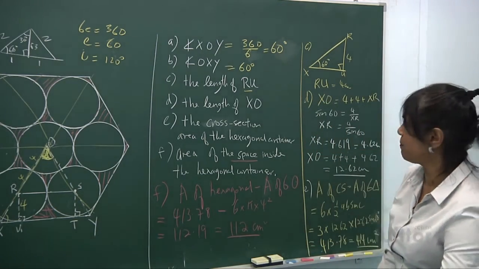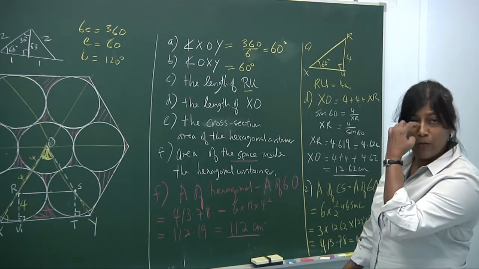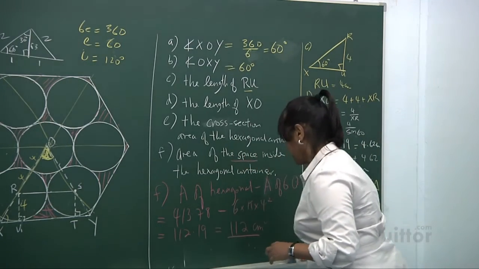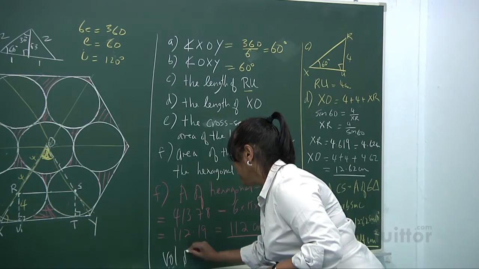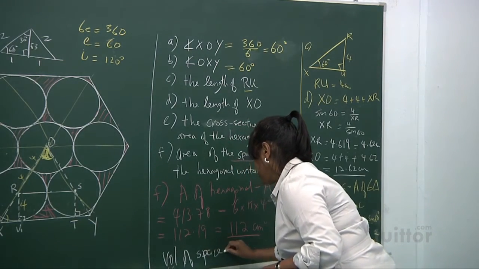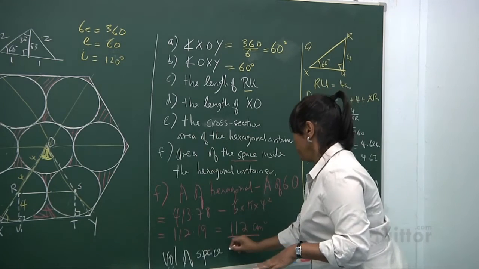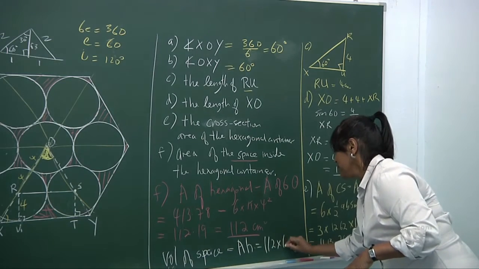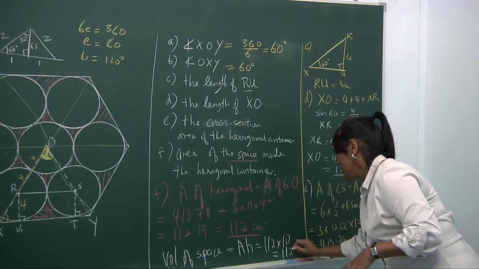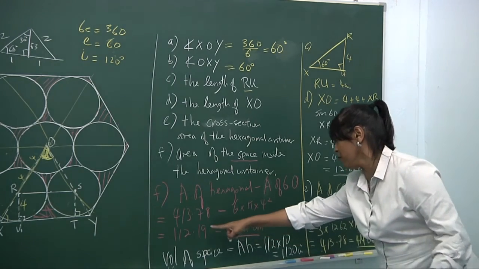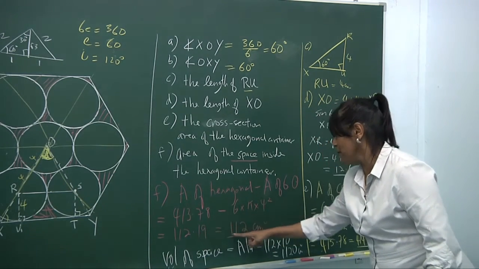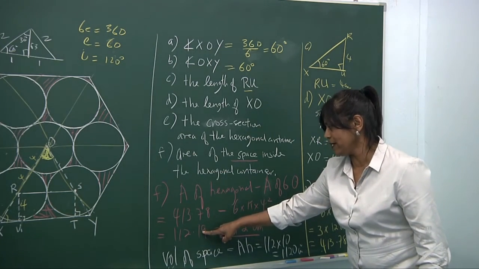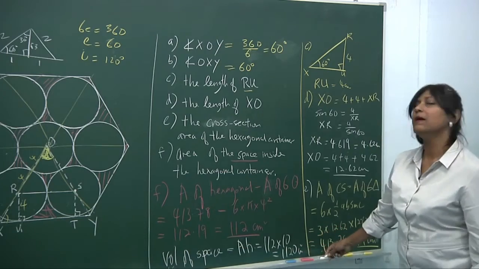That is the cross-sectional space, but if you want the volume of the space, it will be the area times the height, which is 112 times 10, giving 1120 cm cubed. Or if you multiply 112.19 by 10, you just move the decimal up and get 1121.9, which rounds to this.